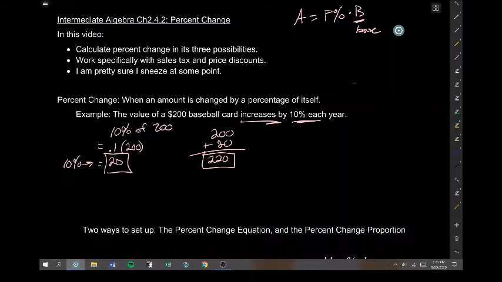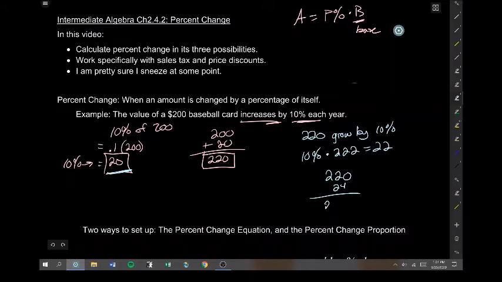Something kind of crazy happens, and we're not going to deal with this today, but I want to just point out what happens. Let's say we go for another year. So let's say right now the card is worth $220, and it's going to grow by 10% again. Well, I have to find 10% of 220. 10% of 220 is 22, not just 20, but 22. So if I add that 22 to 220, it's 242.